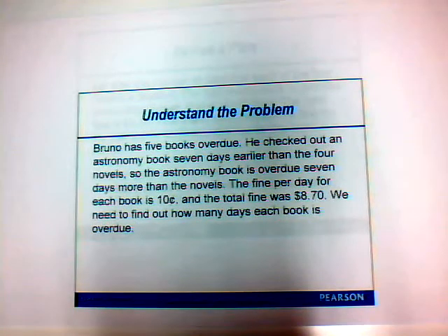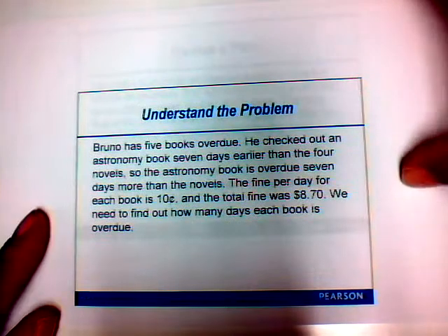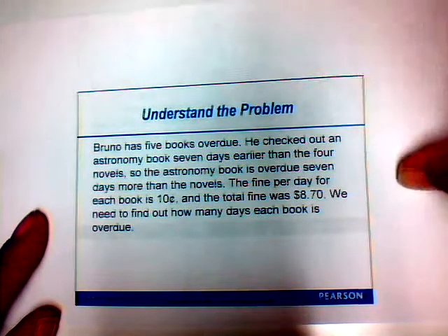We see that Bruno has 5 books overdue. He checked out an astronomy book 7 days earlier than the 4 novels. So the astronomy book is overdue 7 days more than the novels. The fine per day for each book is 10 cents. The total fine was $8.70. So we need to find out how many days each of those books was overdue.